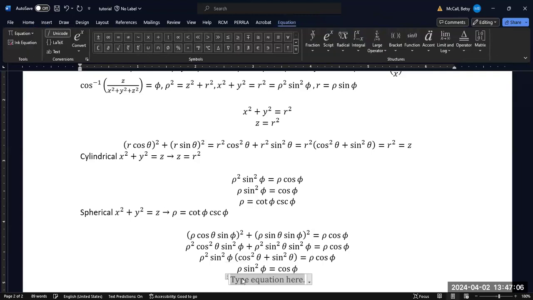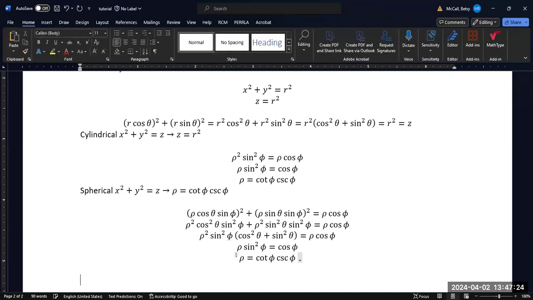And then finally, I can divide my sine squareds over and get rho is equal to cotangent phi cosecant phi. Now again, that's a lot more algebra. You get the same answer, but why do all that extra algebra if you don't have to? Use these identities in the most efficient way that you possibly can.